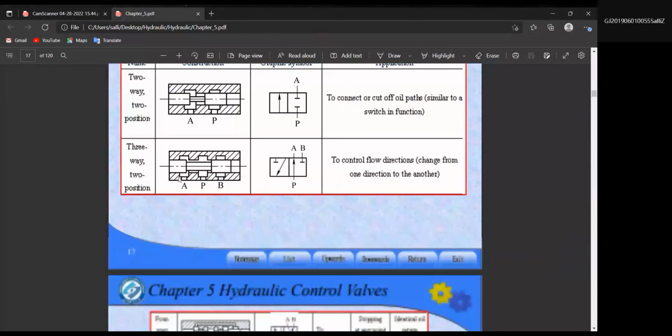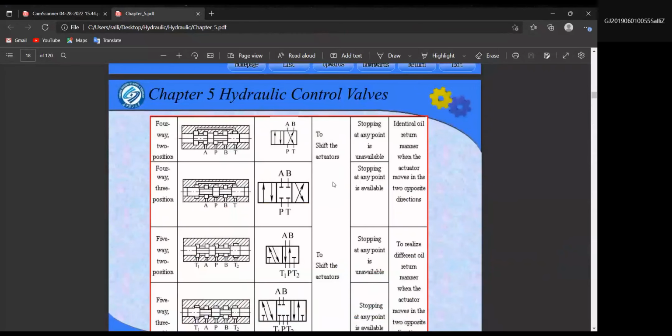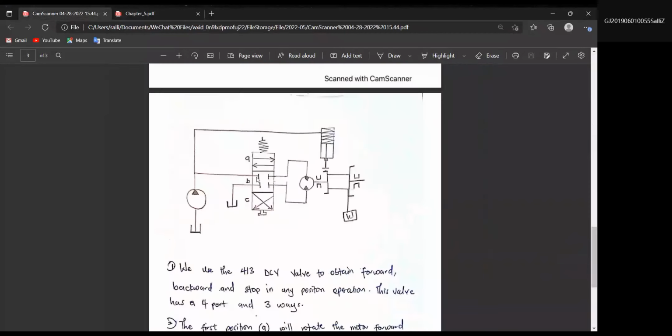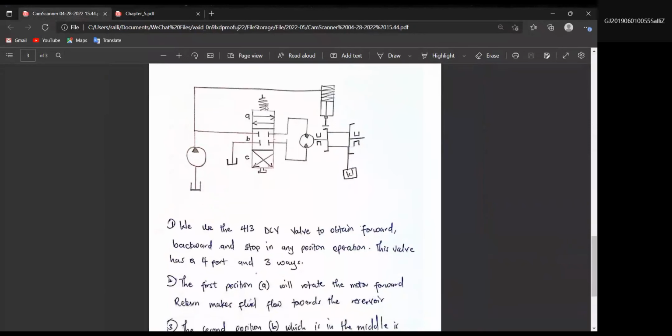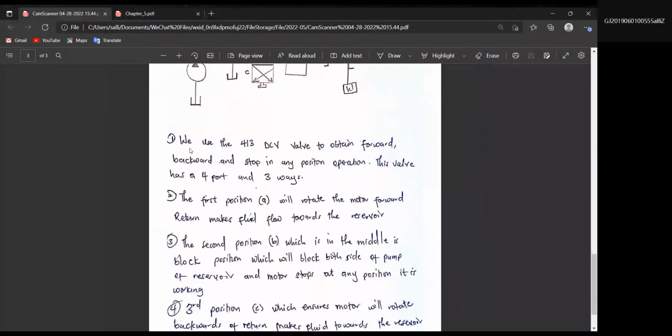As we can see here, the four-way, three-position valve says stopping at any time is available. With this valve, we can move the system forward, back, and can also stop. So we use the four-way valve here. In the description, we use the 4/3 DCV valve to obtain forward, back, and stop in any position operation.